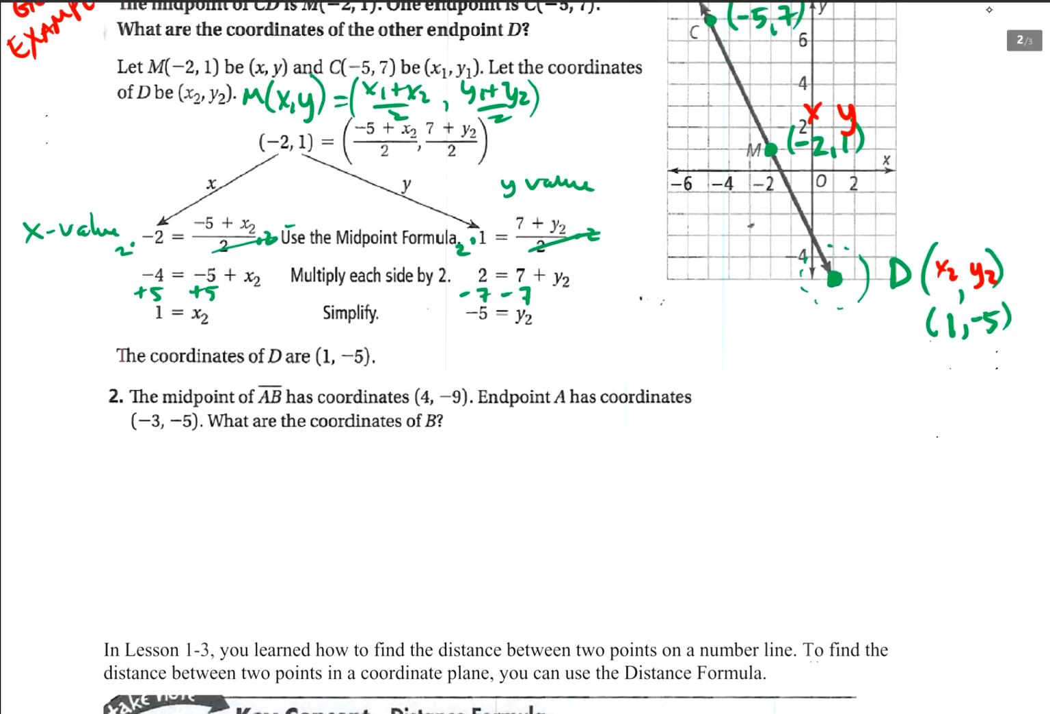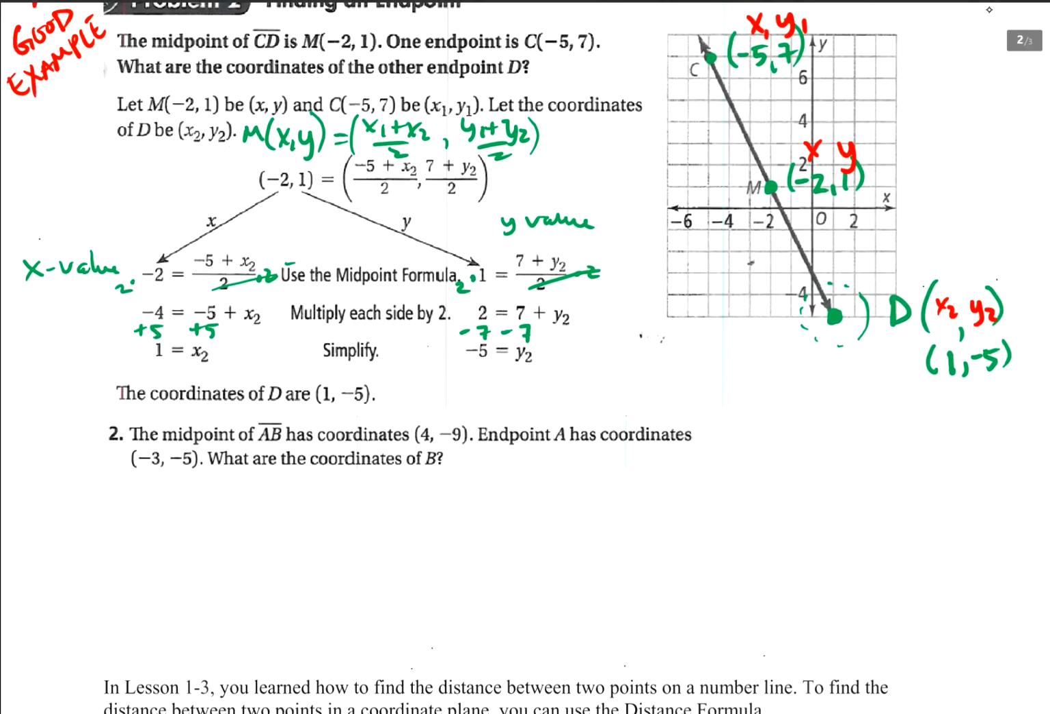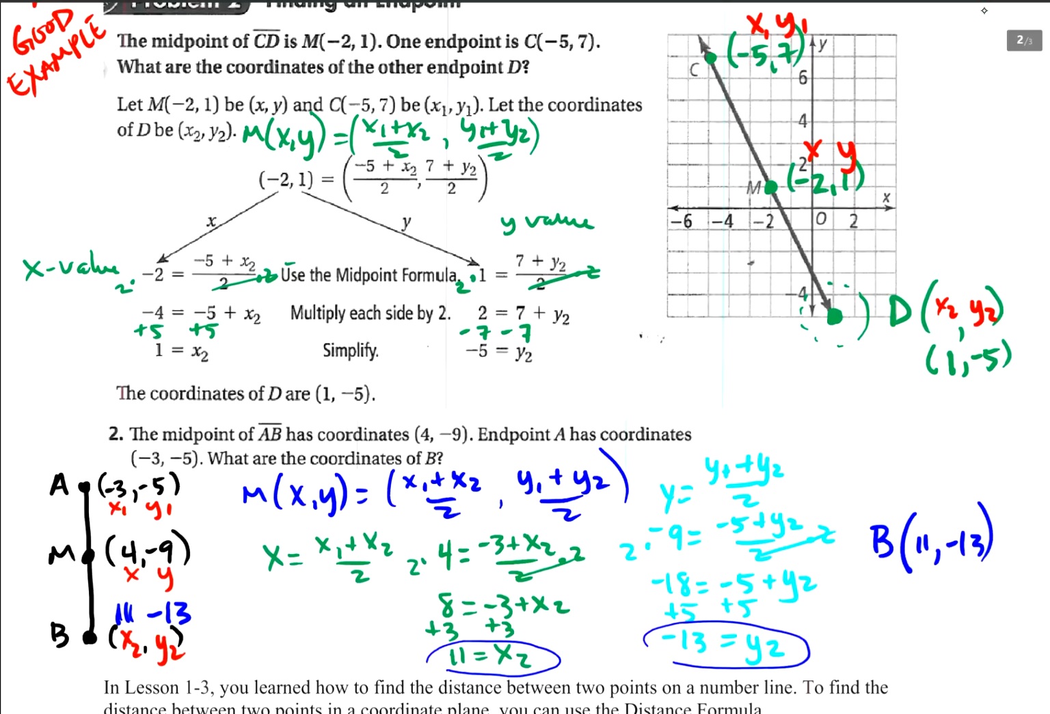So go ahead and pause the video and do the next problem. All right, we were told the midpoint of segment AB has the given coordinates and the endpoint A has given coordinates, and we want to know the coordinates of point B.